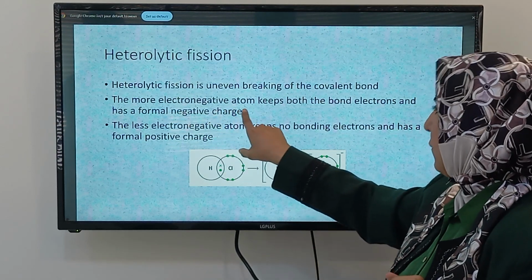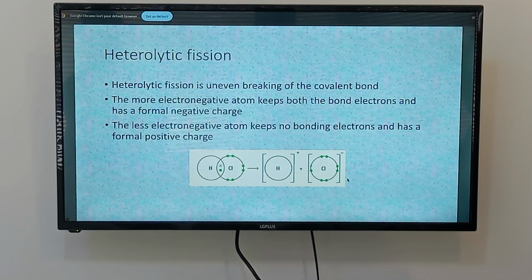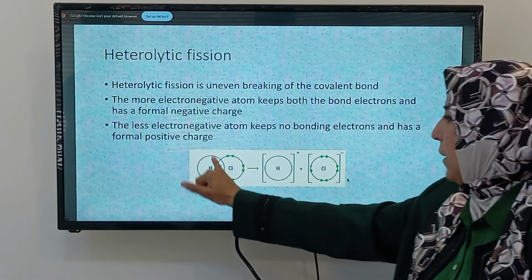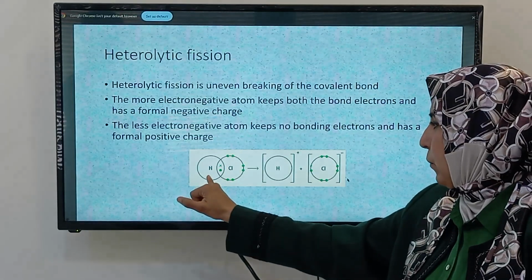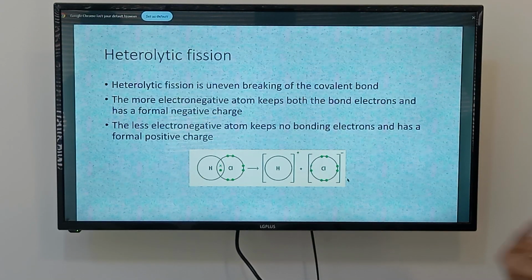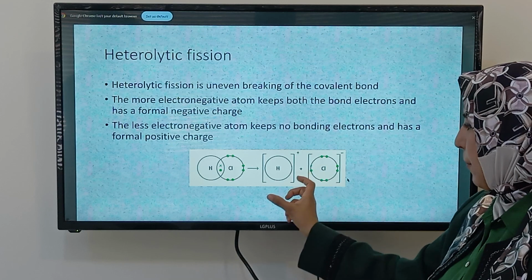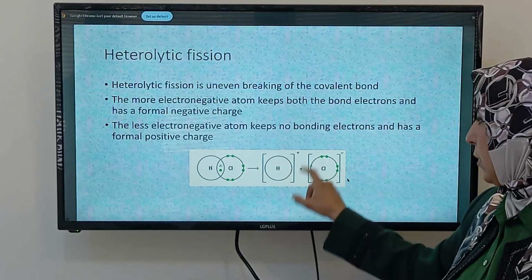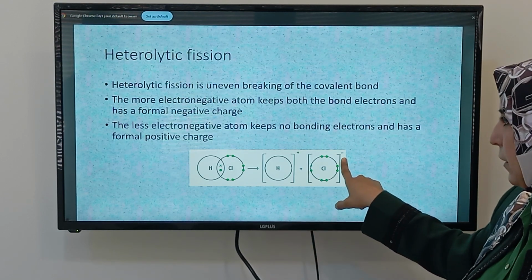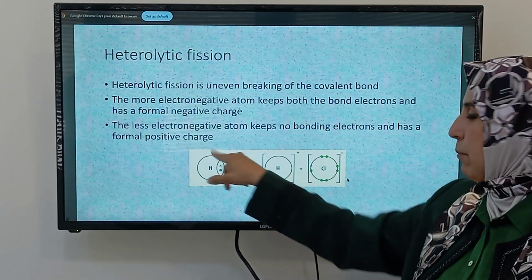The more electronegative atom keeps both the bond electrons and has a formal negative charge. For example, hydrochloric acid, when it breaks the covalent bond between hydrogen and chlorine, we have just the electrons between them. The products will be hydrogen with a positive charge and chlorine with a negative charge. The less electronegative atom keeps no bonding electrons and has a formal positive charge.